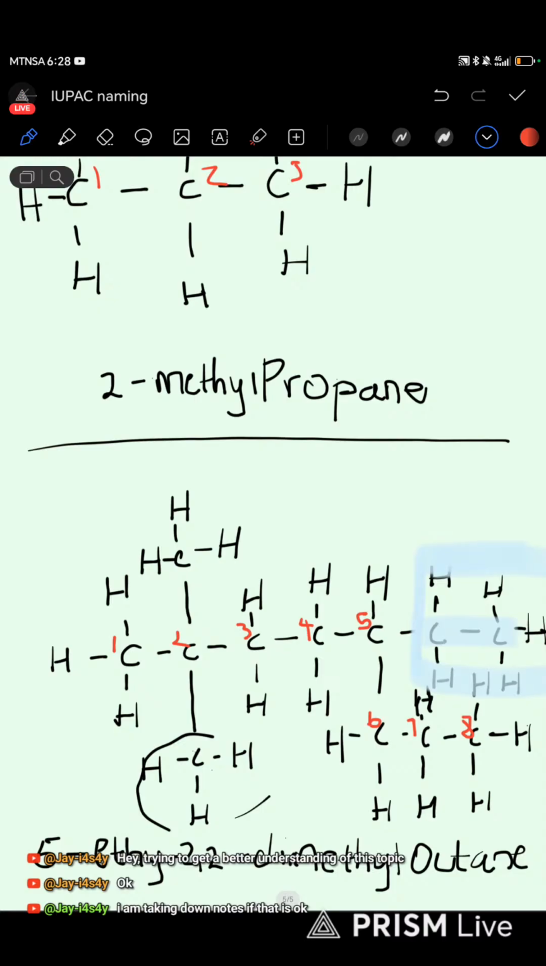So when we have 2 branches on the same carbon, we put it like this, 2,2. So on carbon number 2, there's 2. That's what this is saying. On carbon number 2, there's 2 methyl, and di means 2. So if it was 3, it would be trimethyl. And octane, which is the longest parent chain.